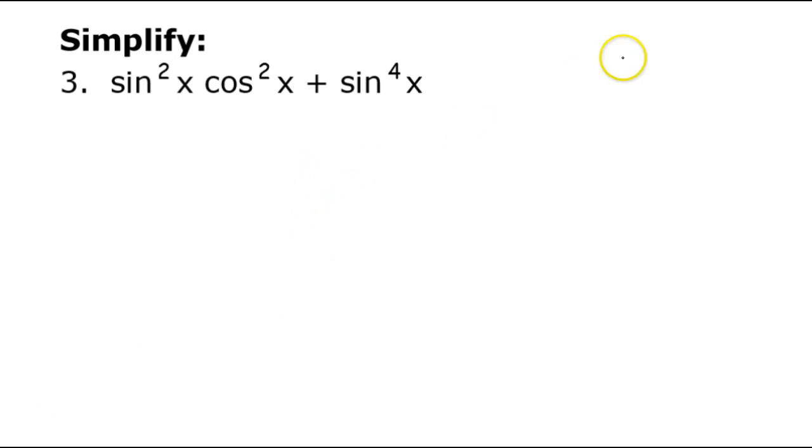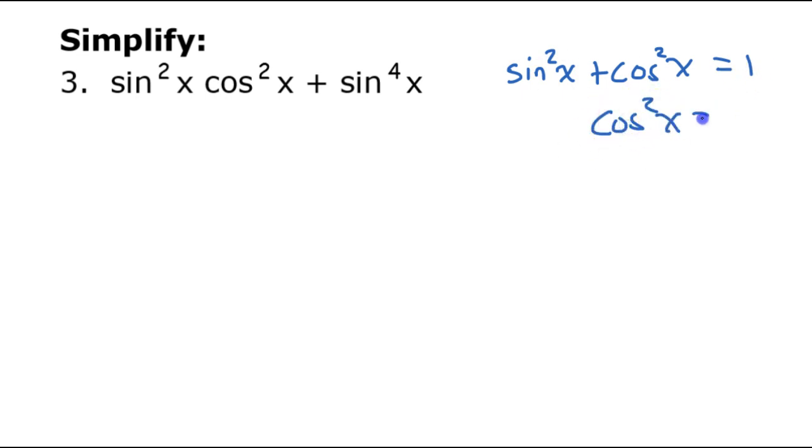The first identity we ever learned was the Pythagorean identity, which said that sine squared x plus cosine squared x is equal to 1. And we quickly learned that if we subtract sine squared from both sides, that would give us cosine squared x is equal to 1 minus sine squared x. So I'm going to make this substitution right now, replacing cosine squared with 1 minus sine squared.